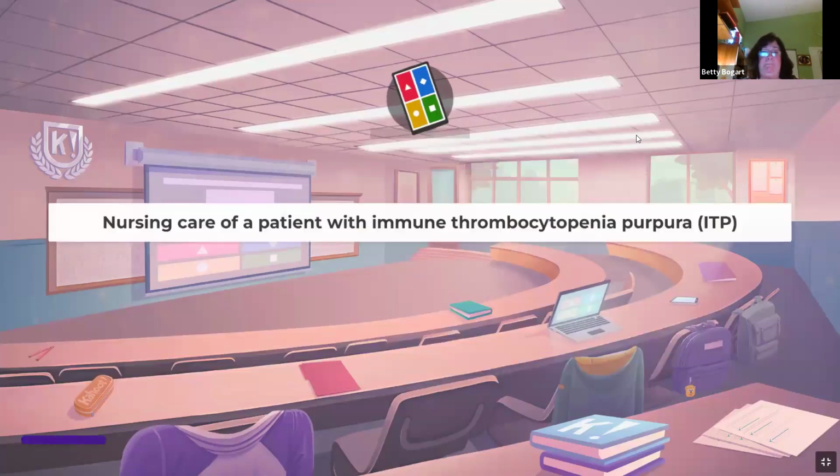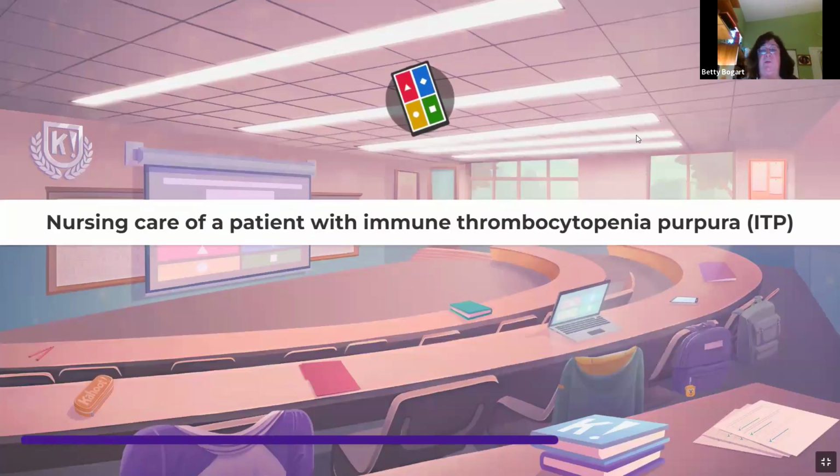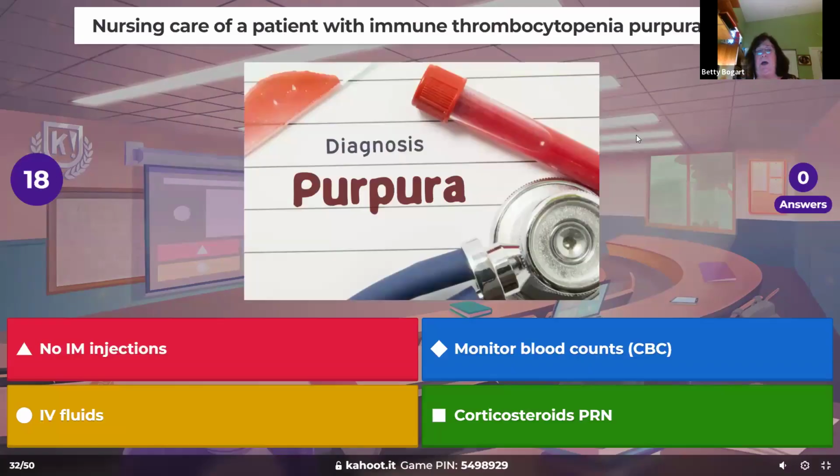A multi. Nursing care of a patient with immune thrombocytopenia purpura.